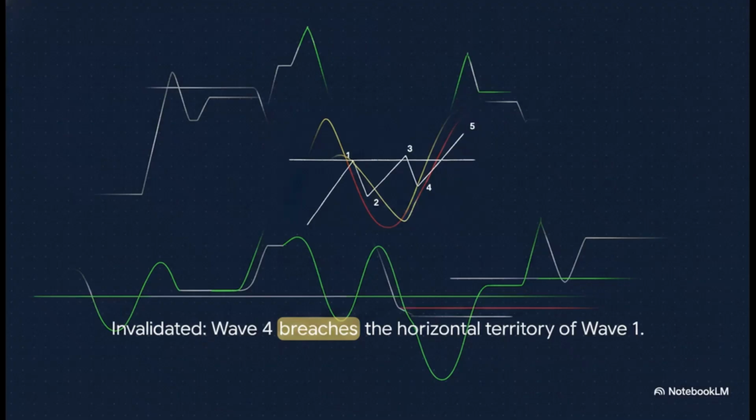And this brilliantly illustrates exactly what a broken rule looks like in practice. Do you see how the pullback of Wave 4 just drops right below that horizontal line drawn at the peak of Wave 1? It overlaps. If you see this overlap happen on your charts, warning bells should be going off. You are not in a standard impulse wave. The pattern is completely invalidated and the trend just isn't as strong as an impulse needs to be.